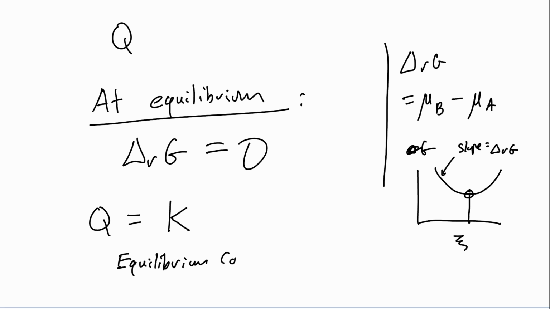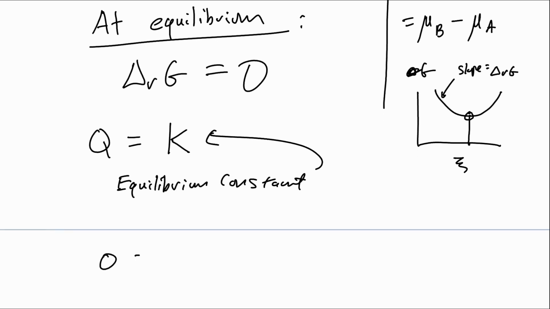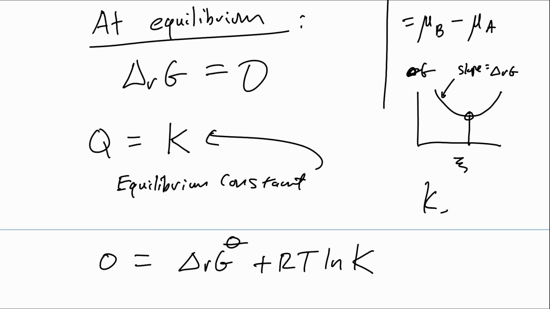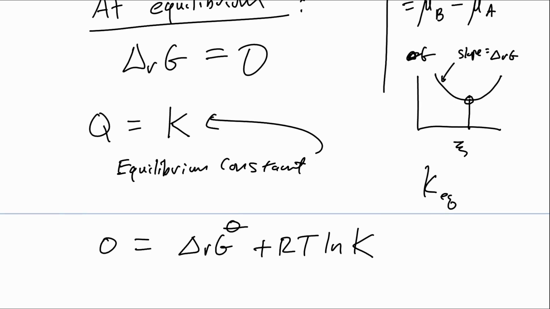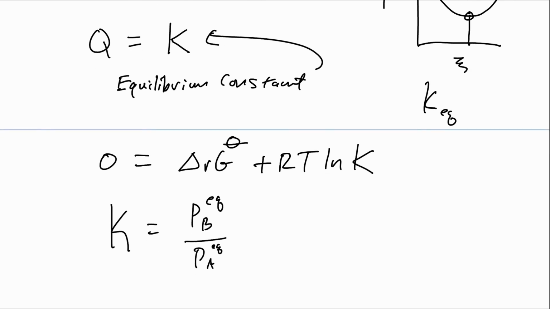Equilibrium constant. That's the definition. Q at equilibrium is K. Okay? So we have 0 equals delta reaction G at standard state plus RT log of K. Sometimes people write K EQ. That's fine if you like that. But K here is good enough for me. I'll just call it K. And so what that means is K is equal to PB over PA at equilibrium. So those are the partial pressures at equilibrium.